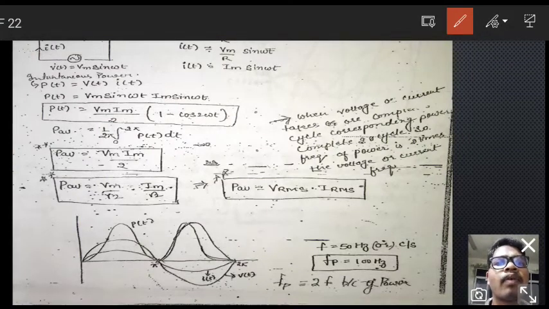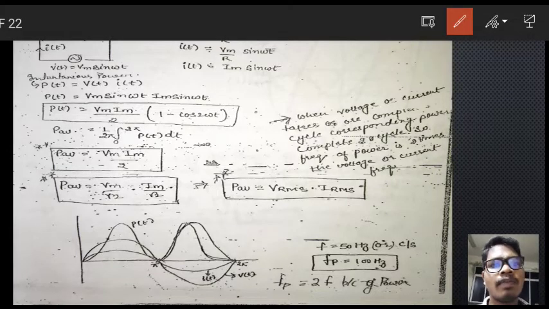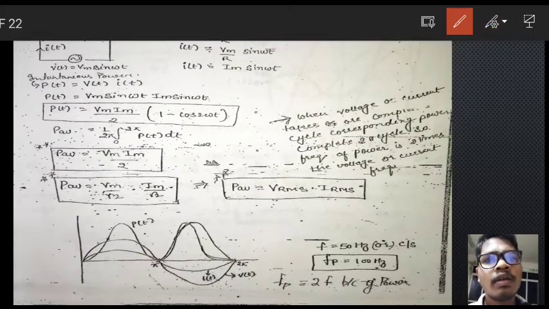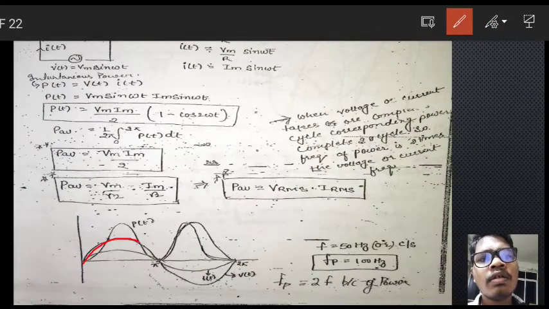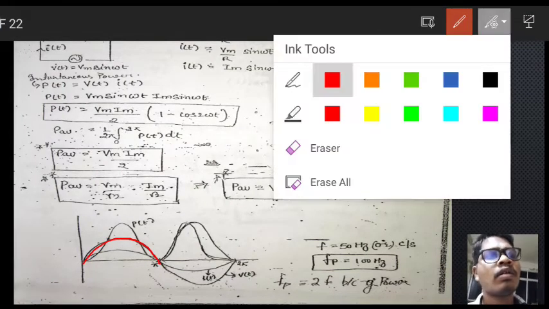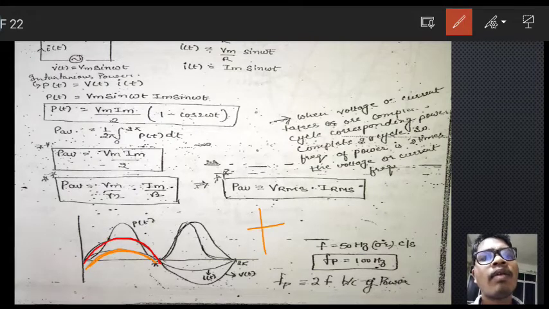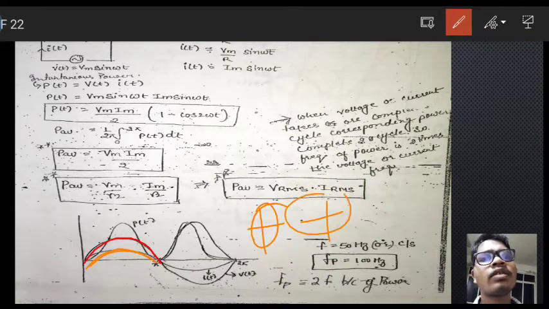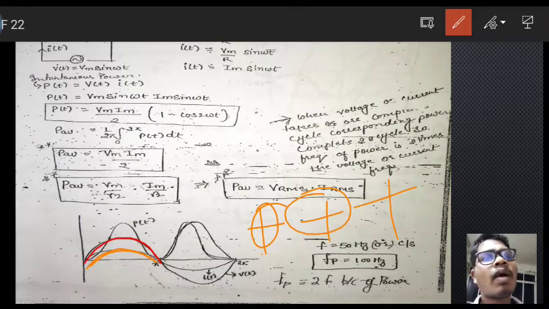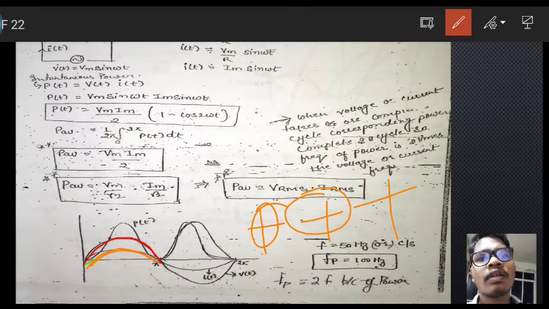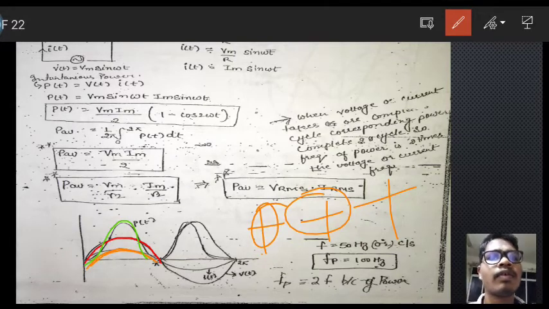Now let's see the waveforms of voltage, current and power for the resistance element. Here this is the waveform of voltage and this is the waveform of current. In the positive half cycle, the voltage waveform is positive and the current waveform is positive. Positive multiplied by positive gives positive, so the power will be positive. So the power line will be like that. Is it clear to you now?